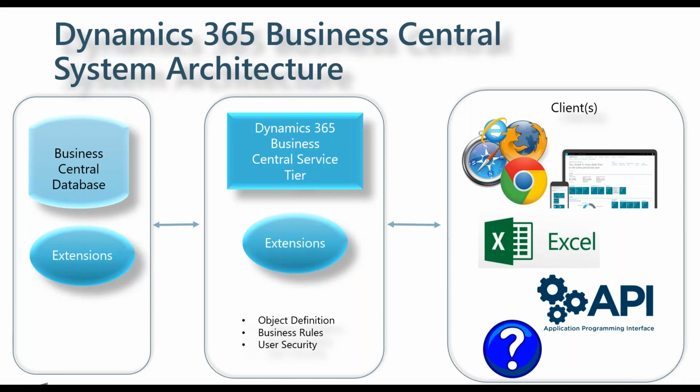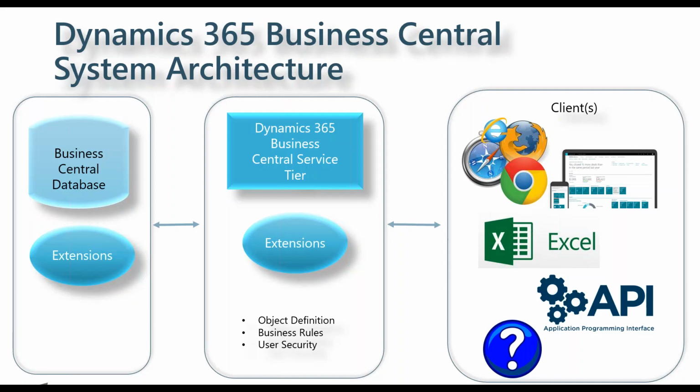The middle tier is what we would call the Dynamics 365 Business Central service tier. What the service tier holds is listed down there at the bottom. It's going to hold object definitions, business rules and user security. The service tier is the conduit between the database and the clients on the right. Okay, so object definition, and by that I mean table definition, column definition, pages, reports, etc. Those are all considered objects in Business Central.